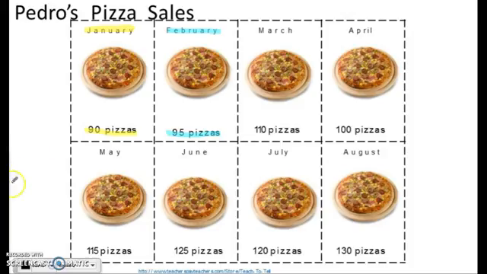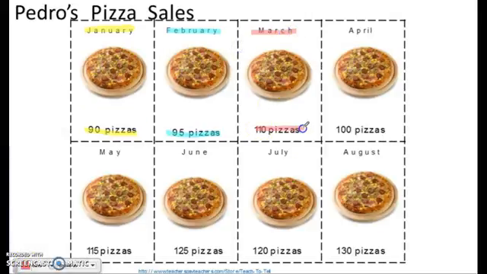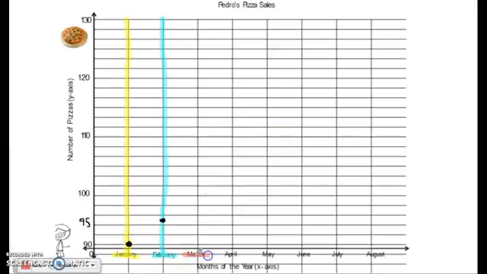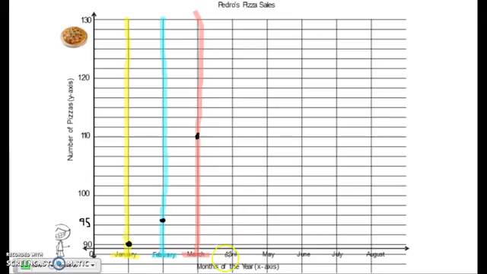Our next data point is March. 110 pizzas were sold. So here's the line for March. Please excuse my less than adequate artwork. 110. We go back. Okay. Next point is April. 100 pizzas were sold in April. Here's the line for April. Okay. 100 pizzas. So that is going to go right here.